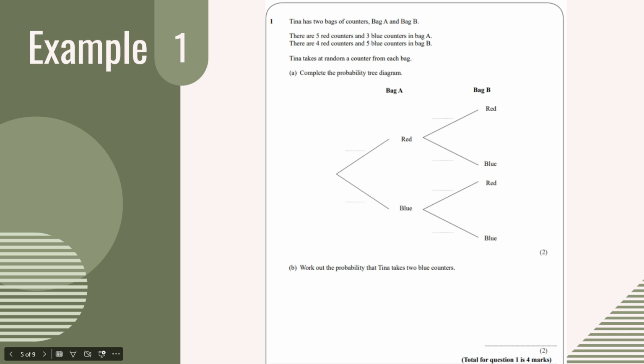Once again, it's that time to have a go at some Math Genie exam questions. Have a go, pause the video, and unpause when you've done.